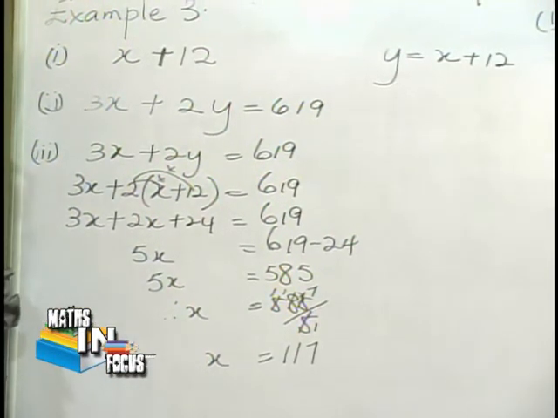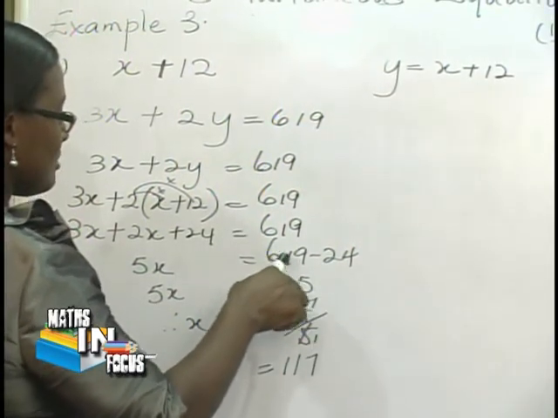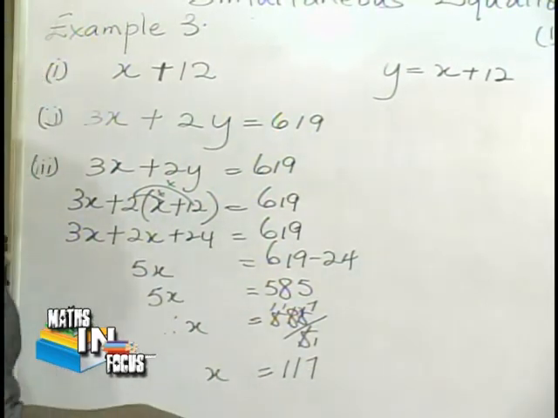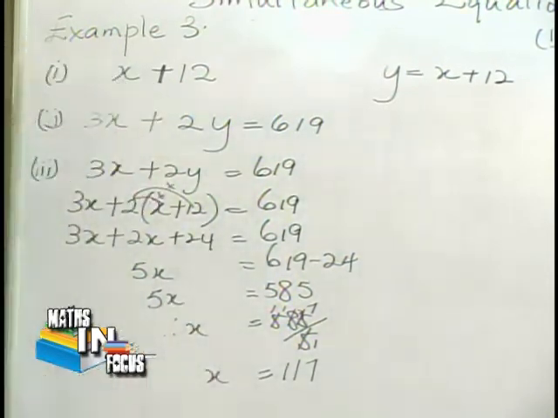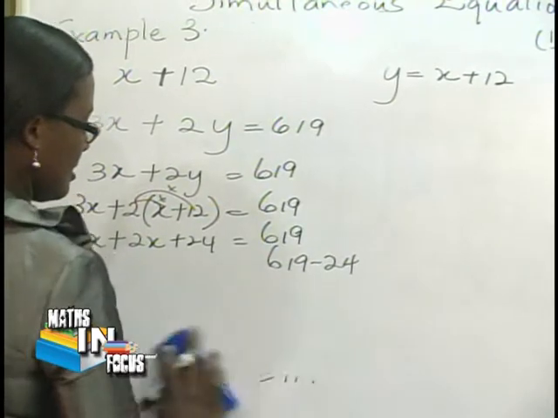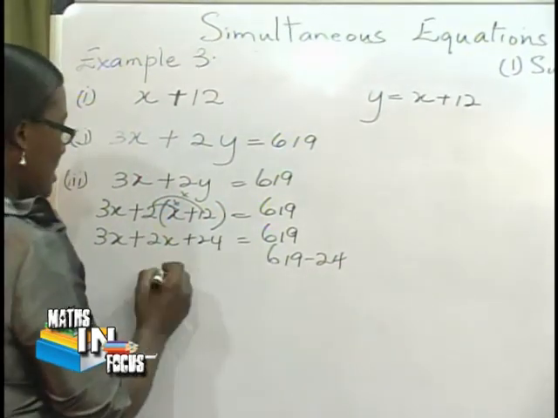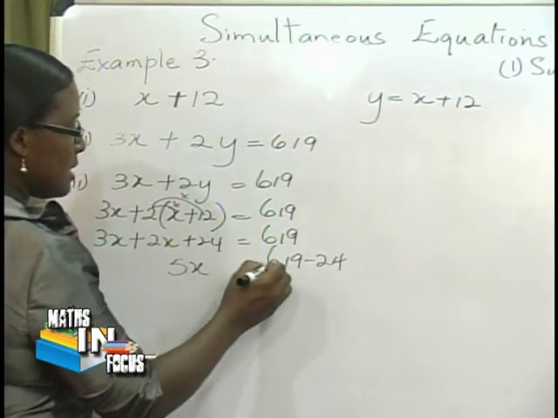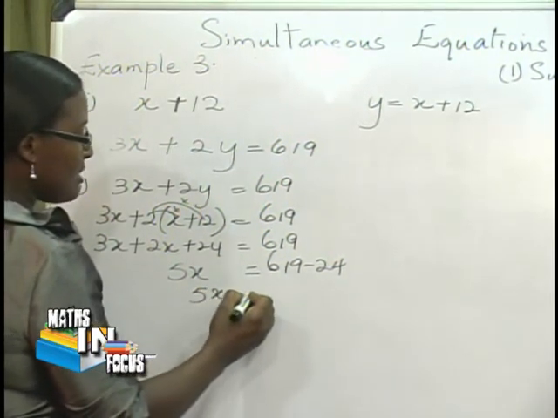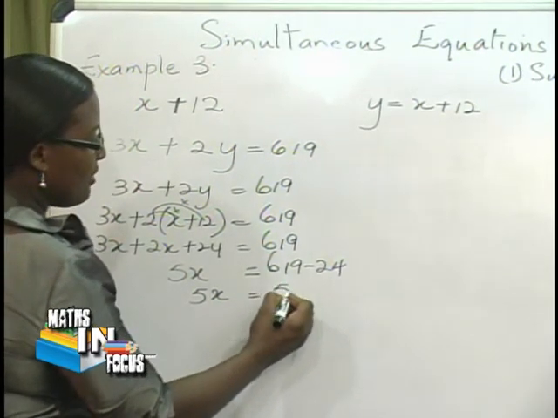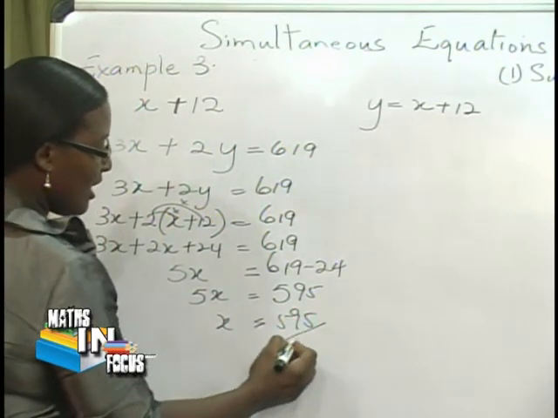So, okay. This shouldn't be a 2 from 595, right? Should be a 9, not a 5. Good. Now when we take, so we say 5x is equal to 619, take 24. And when we take 24 from 619, we're left with 595. Now x is equal to 595 divided by 5.